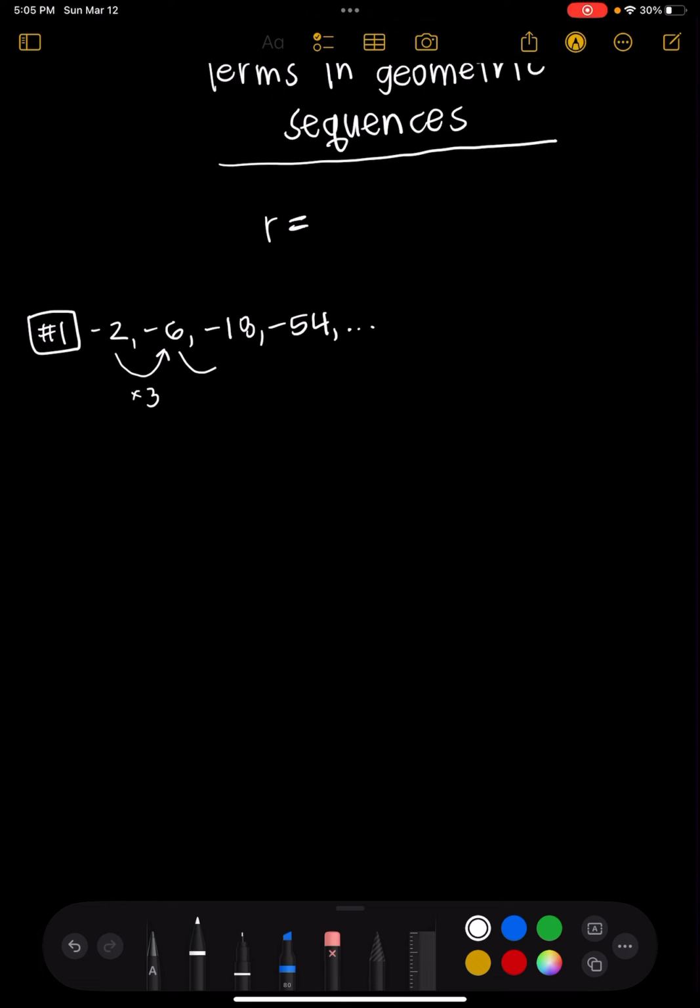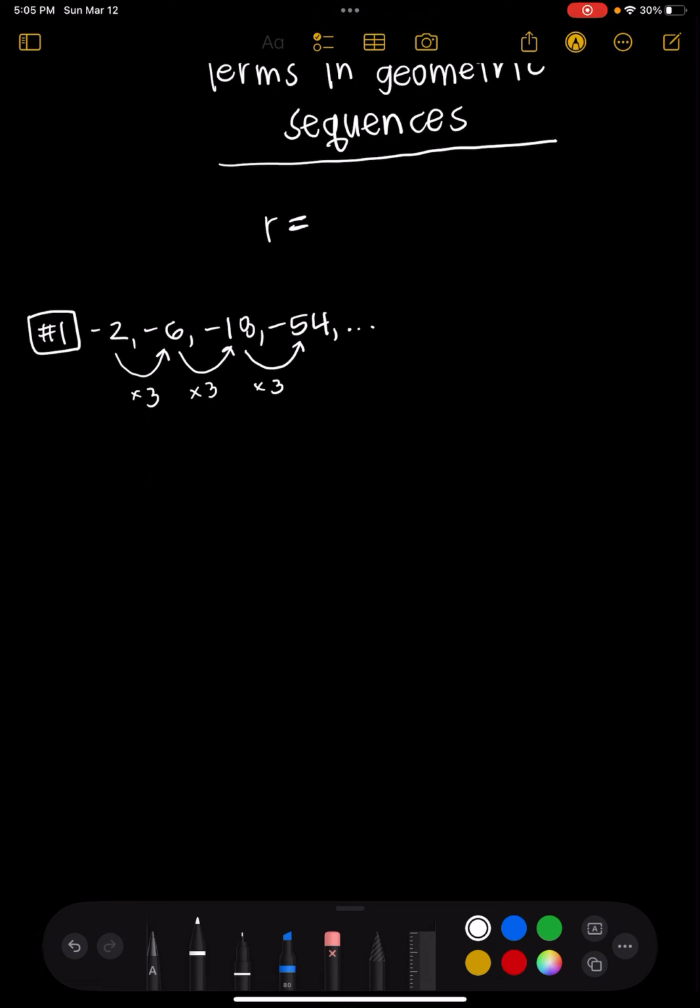Then to go from -6 to -18, what did I have to multiply by? Oh, I had to multiply by 3 as well. And then to go from -18 to -54, what did I have to multiply by? I had to multiply by 3. Now let me tell you this. If you couldn't figure this out, sometimes geometric sequences are a little bit harder to figure out than arithmetic sequences.